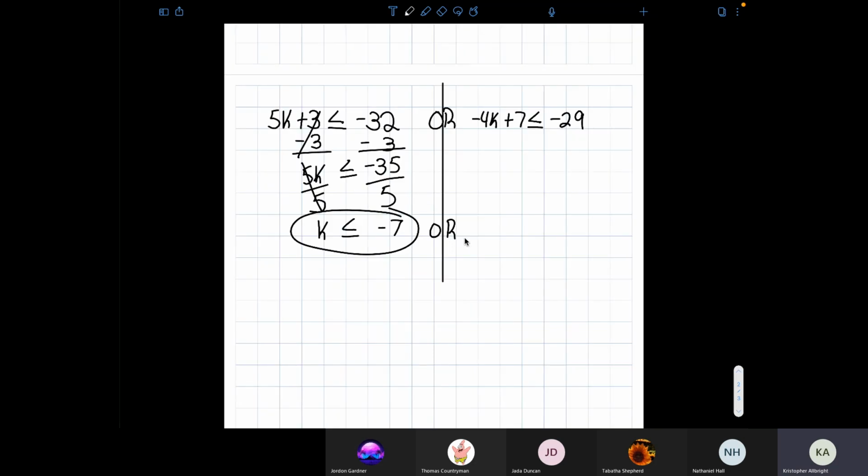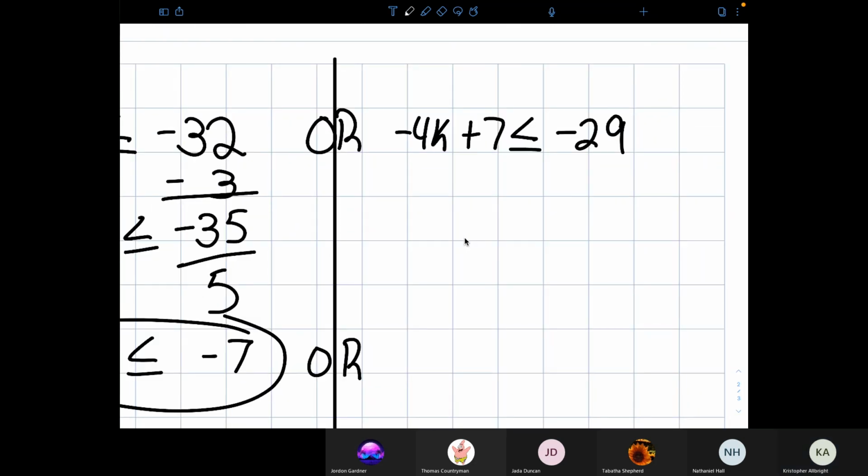So we do it the same way. We try to get k by itself. So we're going to subtract our 7. We're going to get negative 36. This is just going to give us plus 0. So now we have negative 4k.